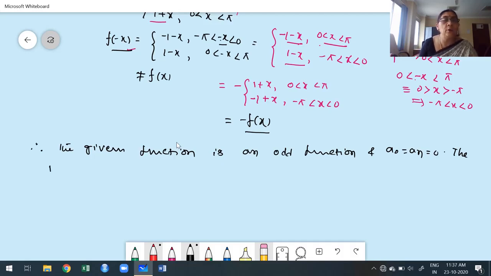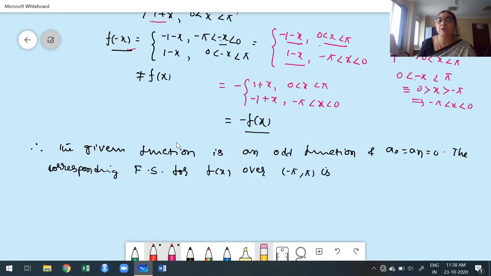The corresponding Fourier series for f of x over the interval, what's the interval? Minus pi to plus pi. Before going to construct the Fourier series, first I have to know what are the values of L and n pi x by L. What's my interval? Minus L to L. What's the given interval? Minus pi to pi. Equate that.